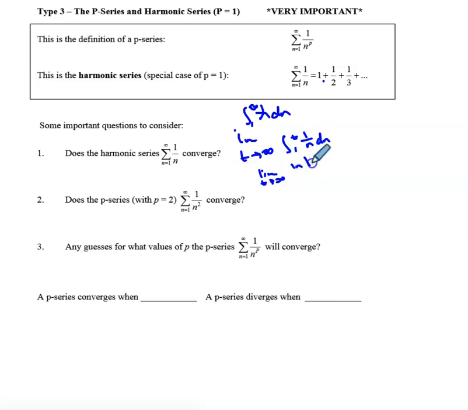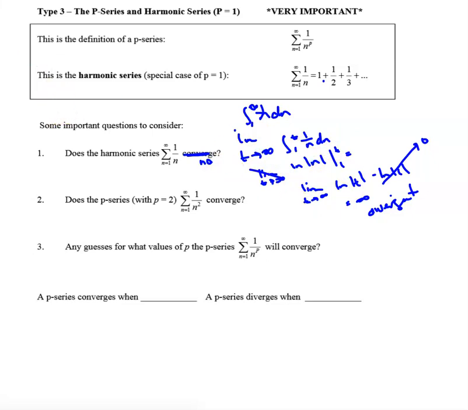The integral of 1 over n is the natural log of the absolute value of n from 1 to t. Then I need to evaluate that first at t, so I have the ln of the absolute value of t minus the ln of the absolute value of 1, but the ln of 1 is 0. So the natural log of the absolute value of t as t goes to infinity is infinity, and therefore this improper integral is divergent, which means that the harmonic p-series does not converge because it behaves the same way that its related improper integral behaves.